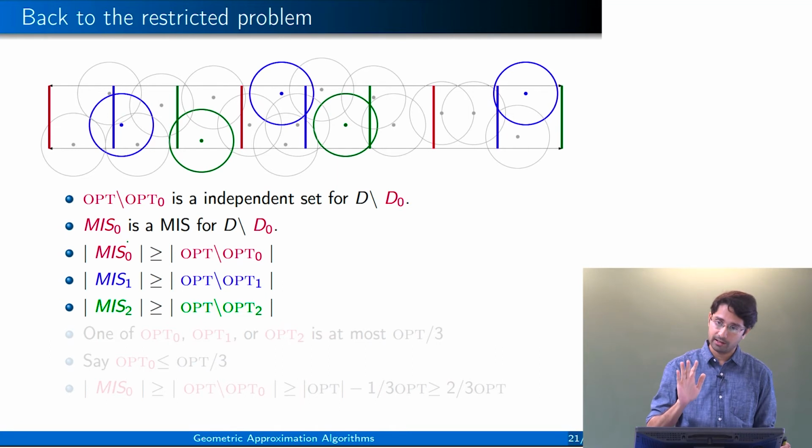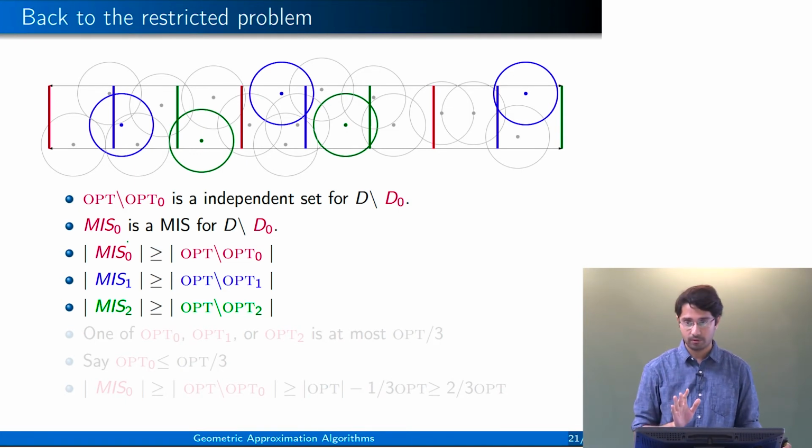From them I have deleted the disks which intersect the red lines. What remains is still an independent set and belongs to D minus D 0, but there is no guarantee that this is a maximum independent set for D minus D 0, but certainly it is an independent set, right. So, I know that the maximum independent set for a problem has to be greater than any independent set, right. So, similarly for the blue and similarly for the green.